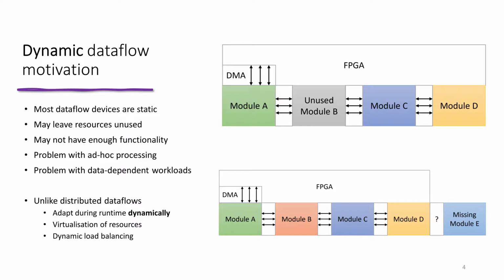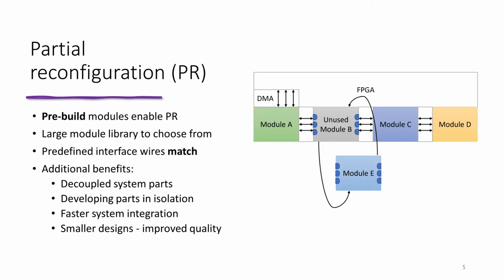Such systems are more common in distributed data flows that use virtualization and dynamic load balancing to adapt. Partial reconfiguration helps us to build dynamic data flow pipelines on a single device. For this, we need pre-built modules. We can choose the most appropriate modules to swap between batched runs if we have an extensive module library. As a constraint, the modules must be built with a predetermined interface so that the swapping would not break any existing circuits. Designing partially reconfigurable modules gives the developers several advantages.